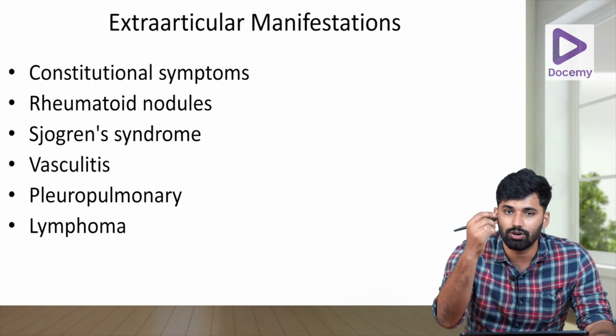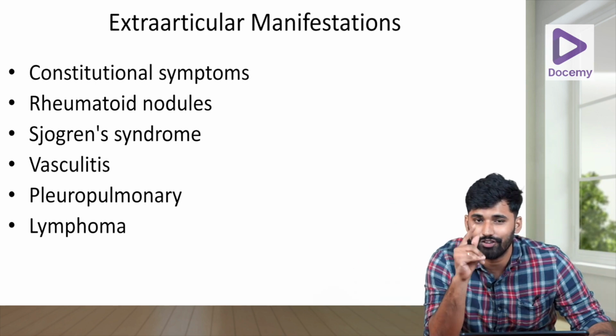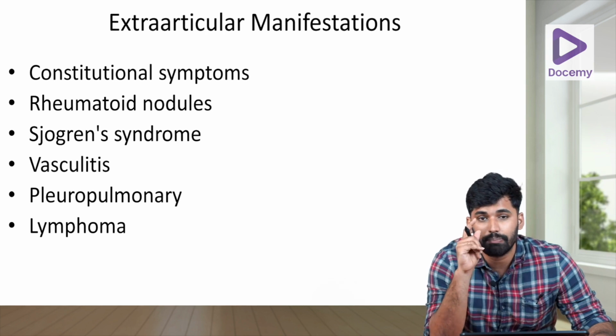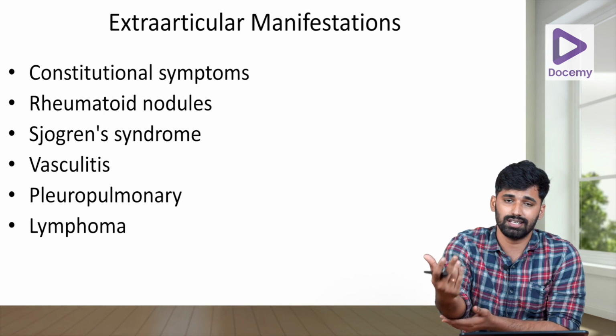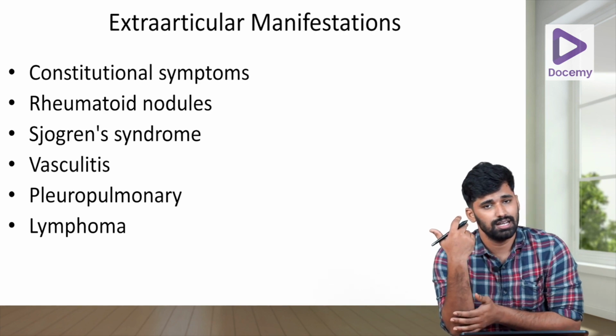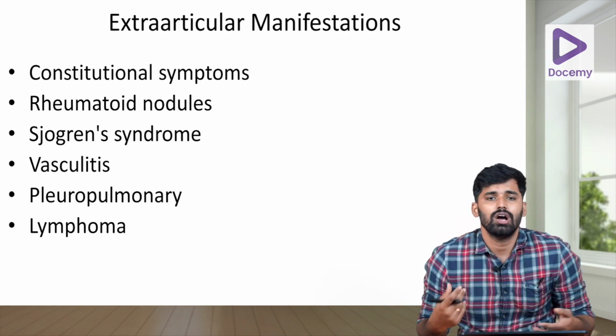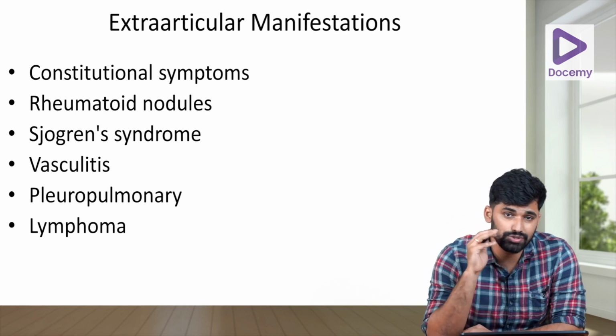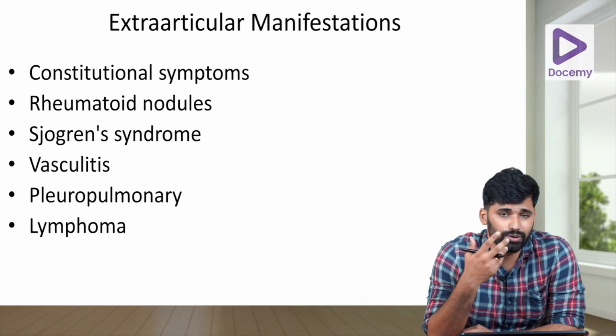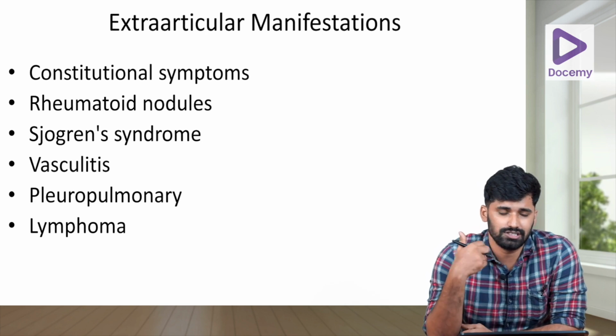Otherwise, you can see rheumatoid nodules, which are firm, painless nodules that are fixed to the periosteum. That can be seen in extensor surfaces like the elbow, olecranon. All these areas can produce rheumatoid nodules. Sometimes rheumatoid nodules can also be found in the pleuropericardial surfaces too.